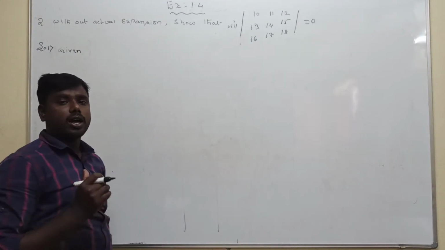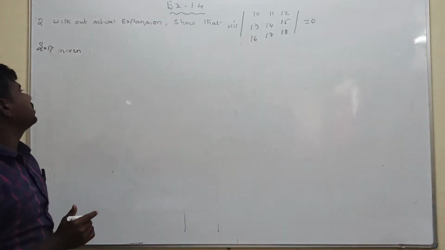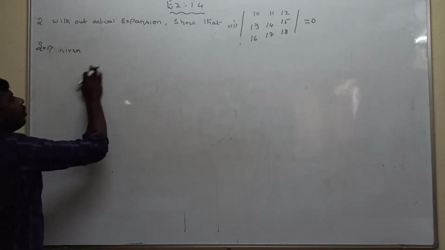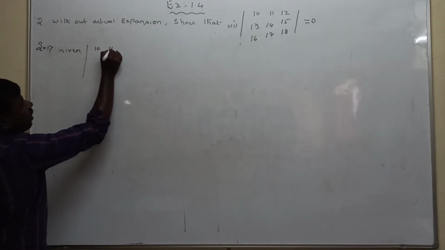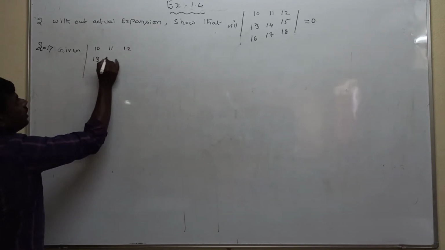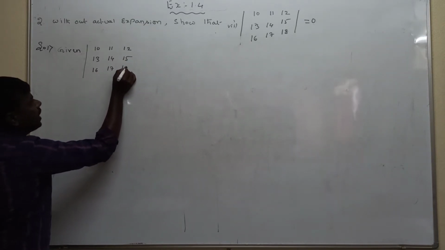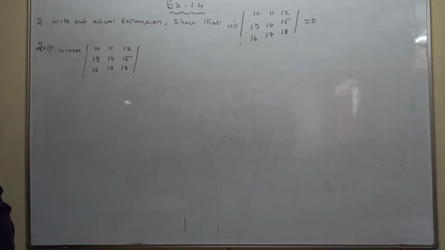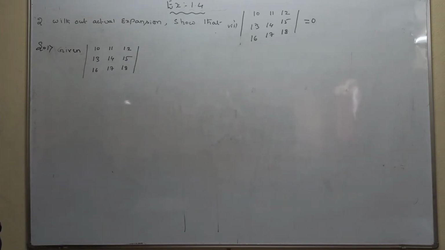First, what is the condition? In any row or any column, you have to prove that all the elements are equal. That's why we can use a row operation or column operation. See the solution given, dear student: 10, 11, 12, 13, 14, 15, 16, 17, 18. By using a row operation or column operation, in any column we must be able to prove that all the elements are equal. By using either, we get the same answer. So I am using the column operation, or else you can use the row operation also.